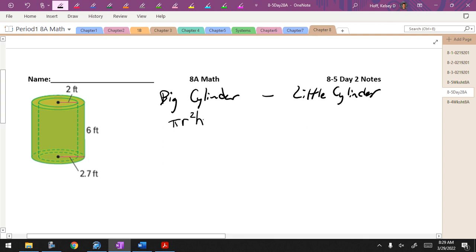All right, stick with the big cylinder. What's my radius? 2.7. We have to do the big one. 2.7, and that's squared. How tall is my cylinder? 6. Grab your calculator, or your computer, I should say. Calculate pi times 2.7 squared times 6, and round to the nearest tenth.